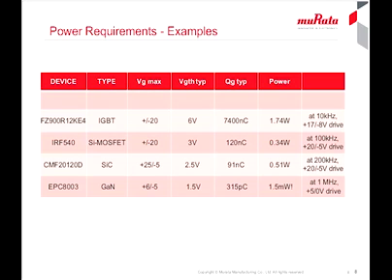Here are some examples of the power needed for driving the gates of a selection of devices. We have an IGBT at 10 kHz with a very high gate charge requiring 1.74 watts, a silicon MOSFET at 100 kHz requiring 0.34 watts, a silicon carbide MOSFET at 100 kHz requiring 0.5 watts, and a gallium nitride device at 1 MHz requiring just milliwatts. The gate voltage swing in each case is different and is typical of what might be used in a real application.